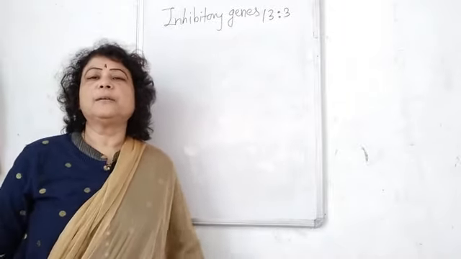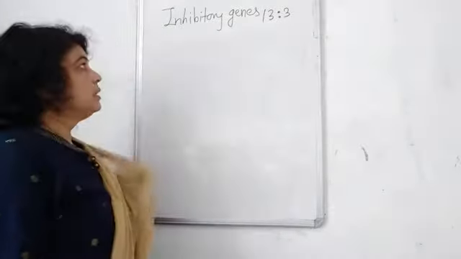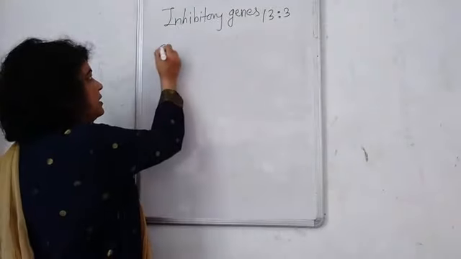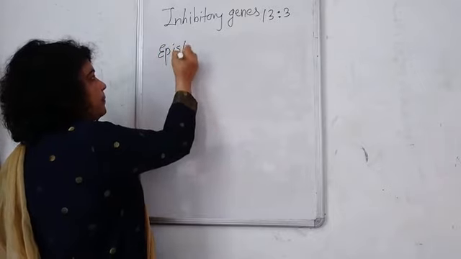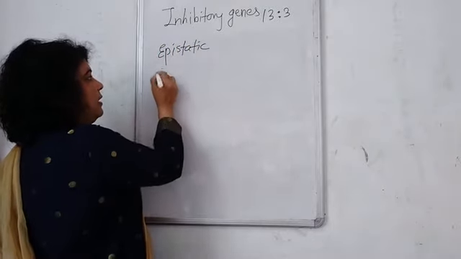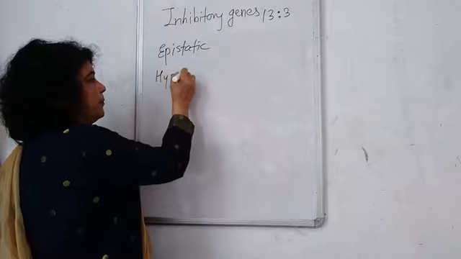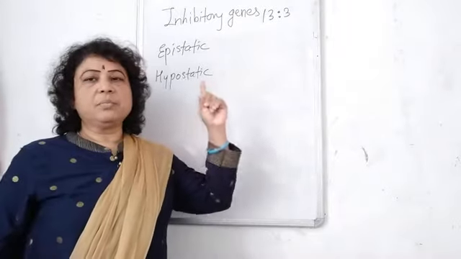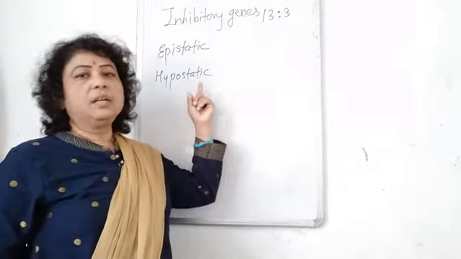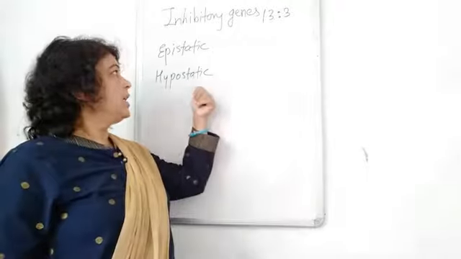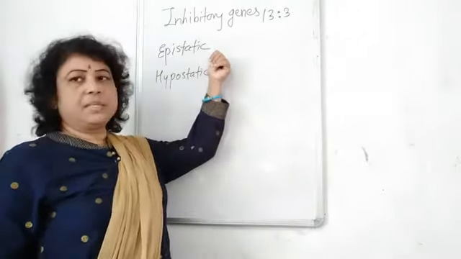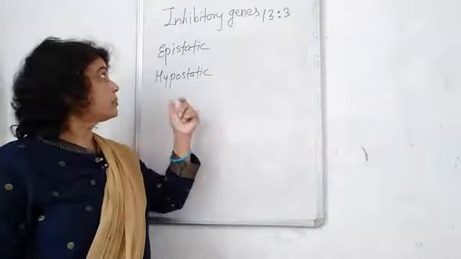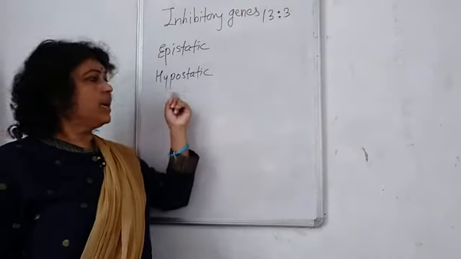So we know that epistasis means there are two genes, one is the epistatic and the other is the hypostatic. The epistatic gene masks the effect of another gene, and the hypostatic gene is the one whose effect gets masked by the epistatic gene. So the inhibitory gene is a type of epistasis in which there are epistatic and hypostatic genes.